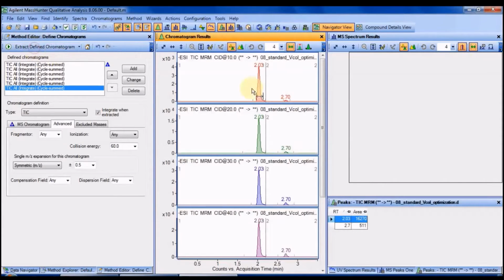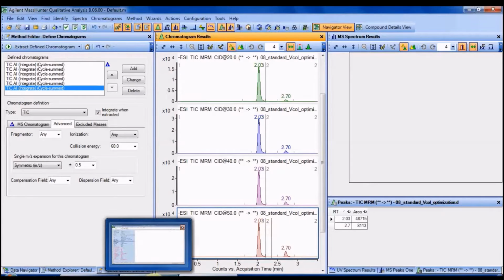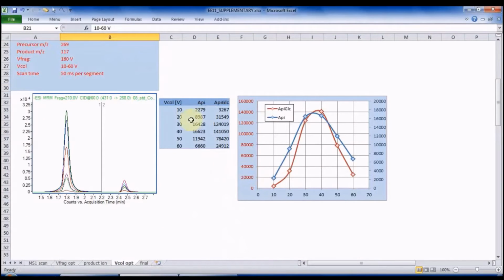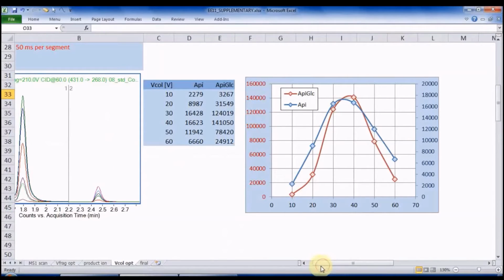So we extract chromatograms for each collision energy. We read peak areas and plot them versus collision energy. As we can see, with increasing collision energy, the abundance of each fragment is changing, first rising due to increased production, then falling due to subsequent fragmentation. The optimum for our analytes, estimated from the curves, is about 35 to 40 volts.